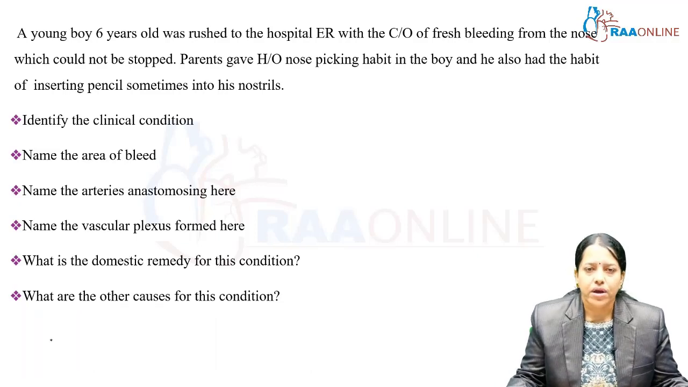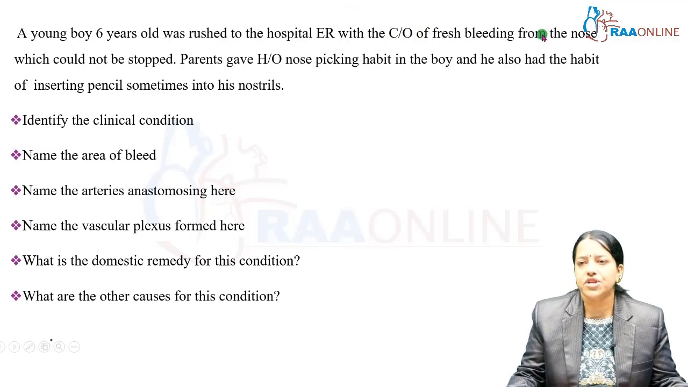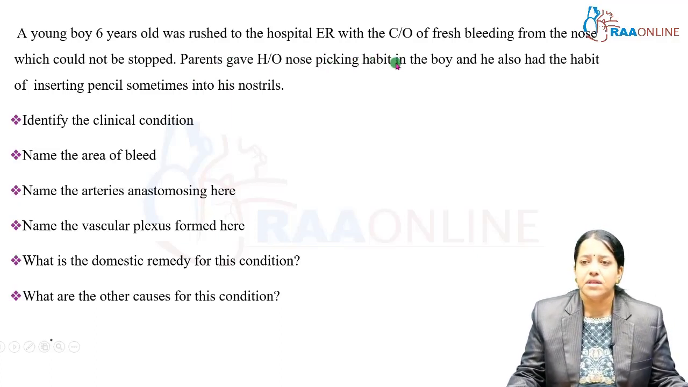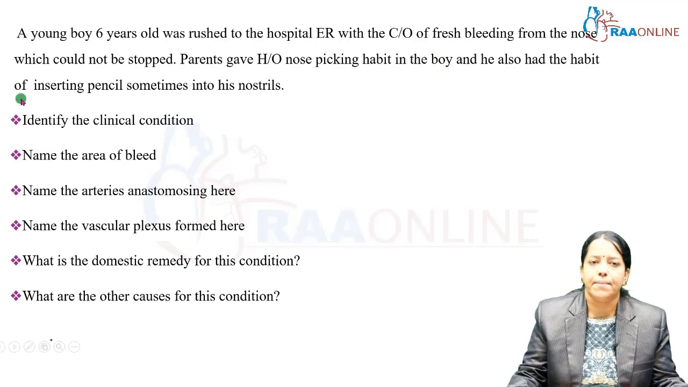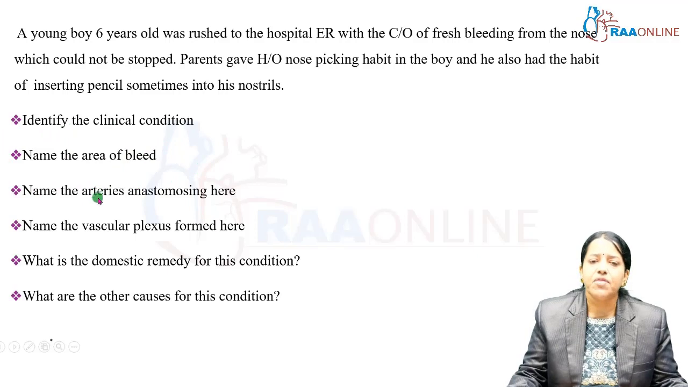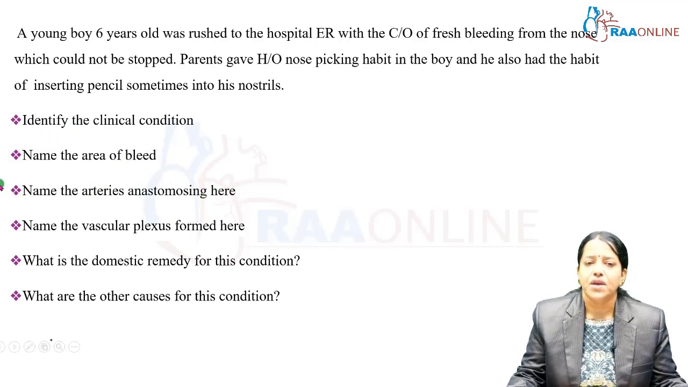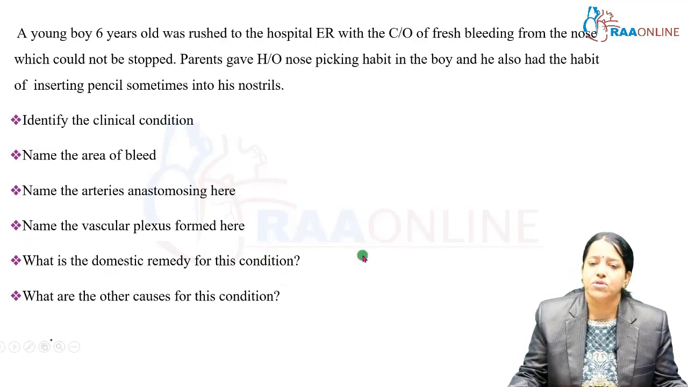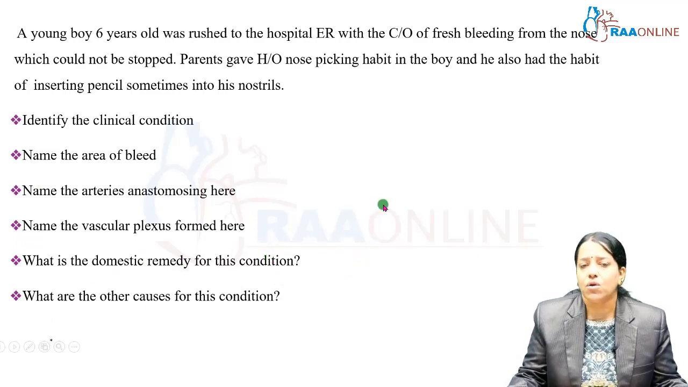Today's case for discussion goes as follows. A young boy, 6 years old, was rushed to the hospital ER with complaints of fresh bleeding from the nose, which could not be stopped. Parents gave a history of nose picking habit in the boy, and he also had the habit of inserting pencils sometimes into his nostrils. Identify the clinical condition, name the area of bleed, name the arteries anastomosing here, name the vascular plexus formed here, what is the domestic remedy for this condition, and what are the other causes for the condition.